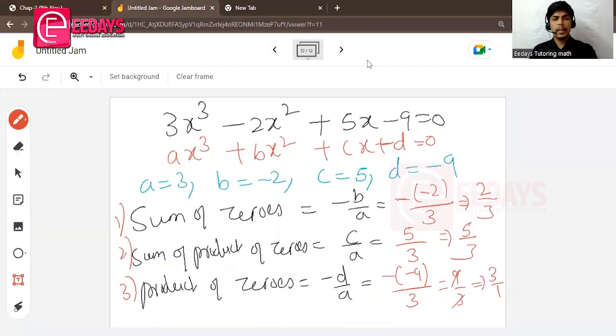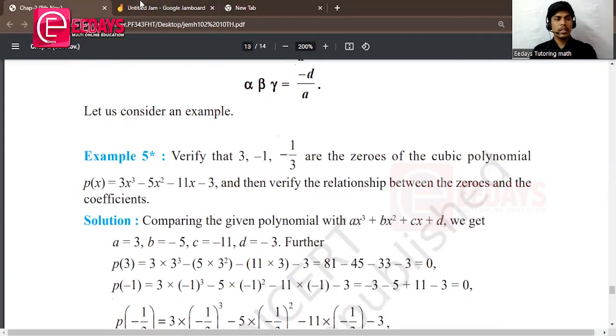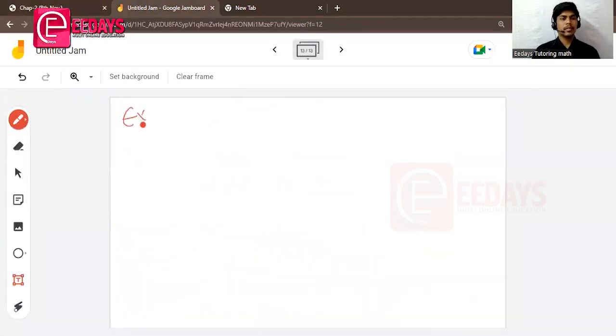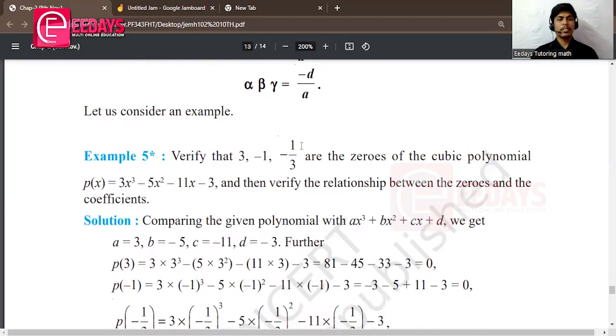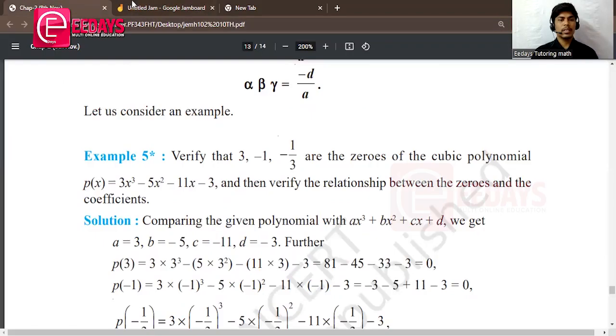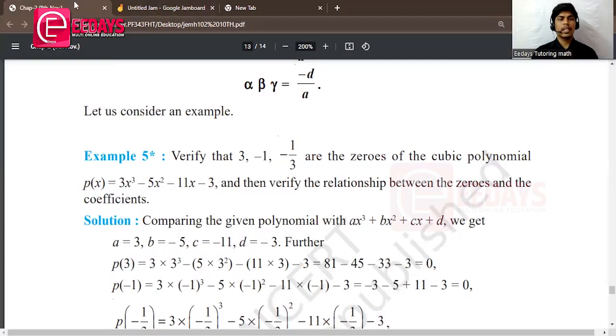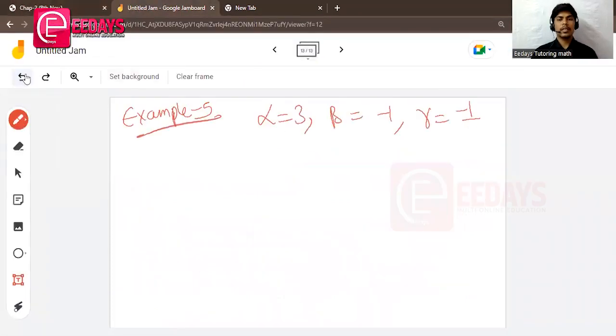Let's start with example 5. Example 5. They have given 3, 1, minus 1, comma minus 3. Sir, what is this? How can we take? So 3 is nothing but alpha, they have given 3. Beta they have given minus 1. And gamma they have given minus 1 by 3. Okay, these are the three zeros. Minus 1 by 3. All right.